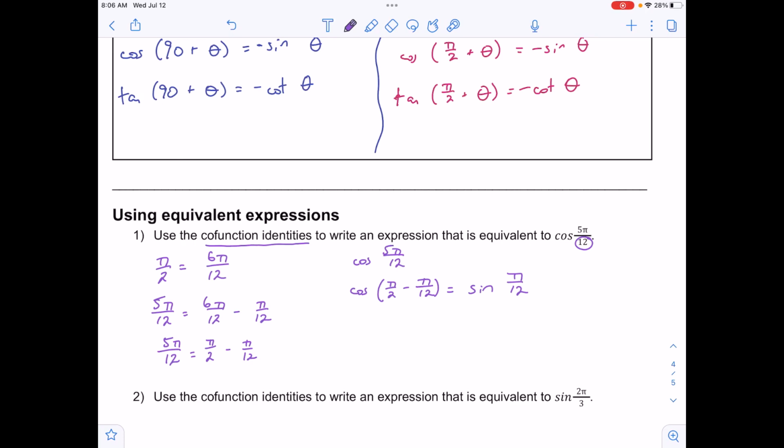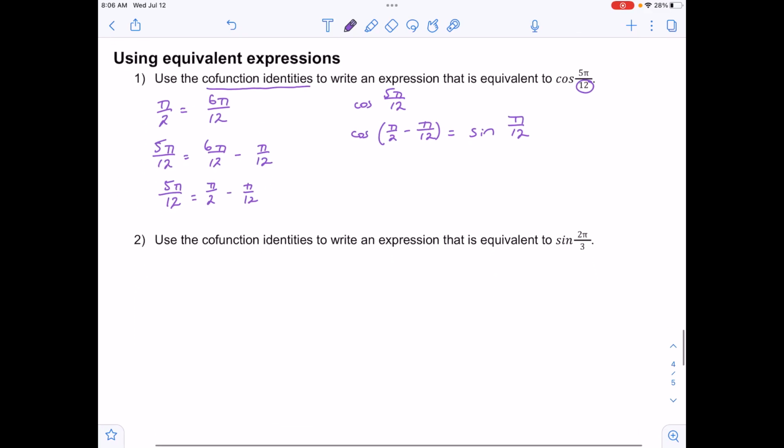Awesome. Let's do the same thing here for sine of 2 pi by 3. Okay, so once again, we need to ask ourselves, is 2 pi by 3 pi by 2 plus something, or is it pi by 2 minus something? Well, what is pi by 2? It is 3 pi over 6. We could say that if you want. And then 2 pi over 3 is 4 pi over 6.